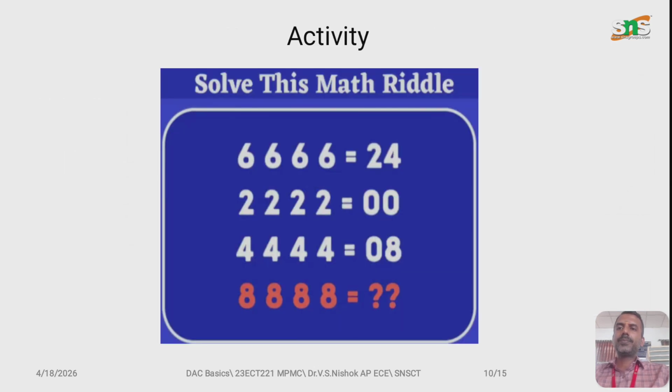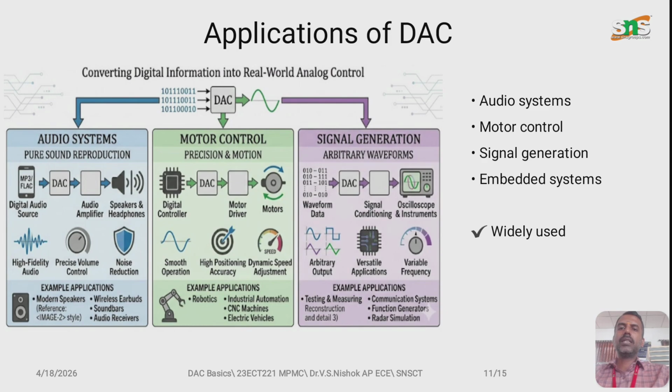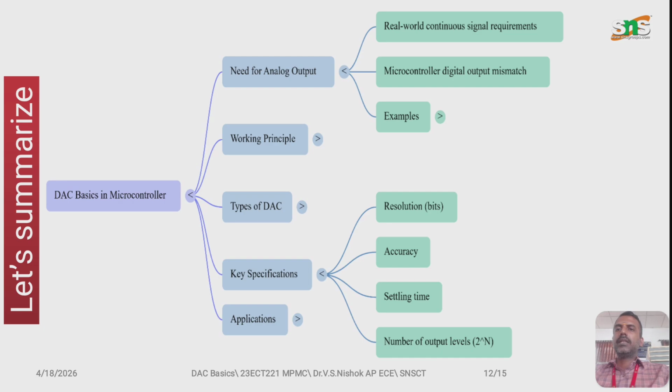So coming to the applications of D2A converter, it is mainly used in audio systems, motor control and signal generation and many embedded systems widely. Next, this is the time for summarization of today's video. In this video we have seen the need for analog output, the working principle of the D to A converter, the main types of D to A converter as weighted resistor D to A converter and R2R ladder D to A converter, and key specifications along with its applications.